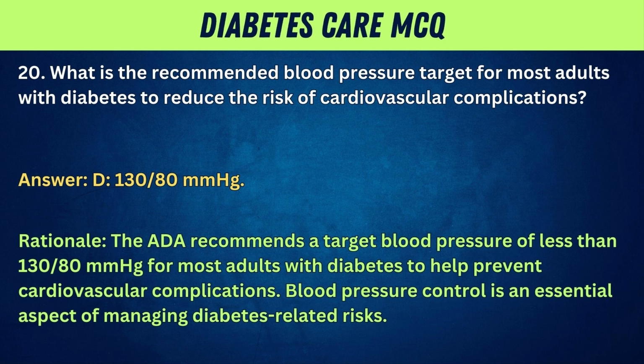130/80 mmHg. Rationale: the ADA recommends a target blood pressure of less than 130/80 mmHg for most adults with diabetes to help prevent cardiovascular complications. Blood pressure control is an essential aspect of managing diabetes-related risks.